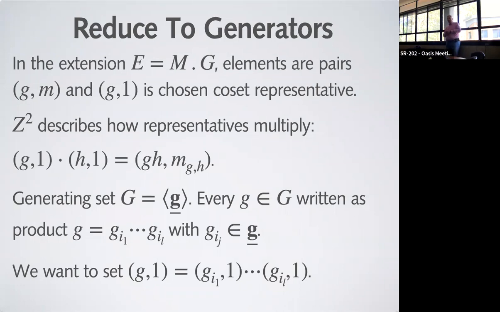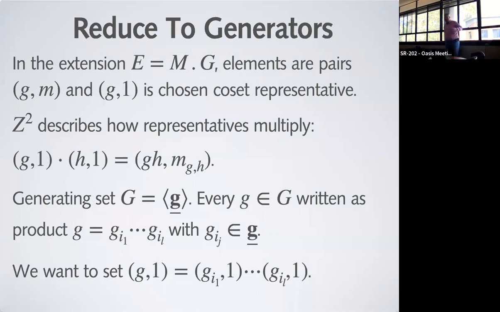So let's reduce it to generating sets. So in the extension, I said the elements are pairs, factor group element and normal subgroup element, and the pair G, 1 is the chosen coset representative. That's what the transversal map would do. The two co-cycles describe how the multiplication happens. Yeah, if I multiply a representative, I get the representative of the product times this cofactor. And I now choose a generating set for the group G. Every element can be written as a product in the generators. Here I don't write inverses, so if you want, assume that the generating set also includes inverses of the generators.